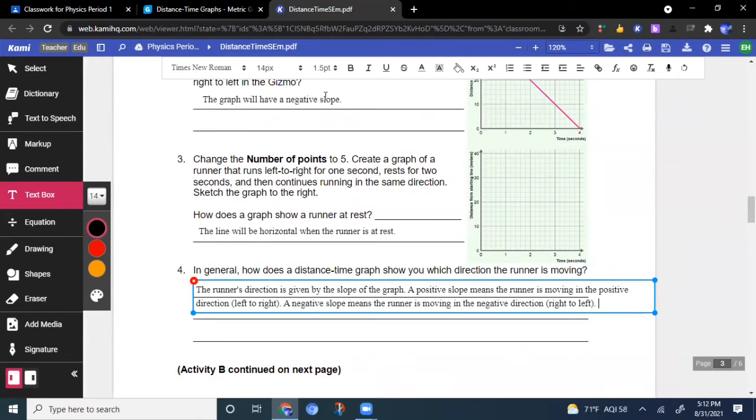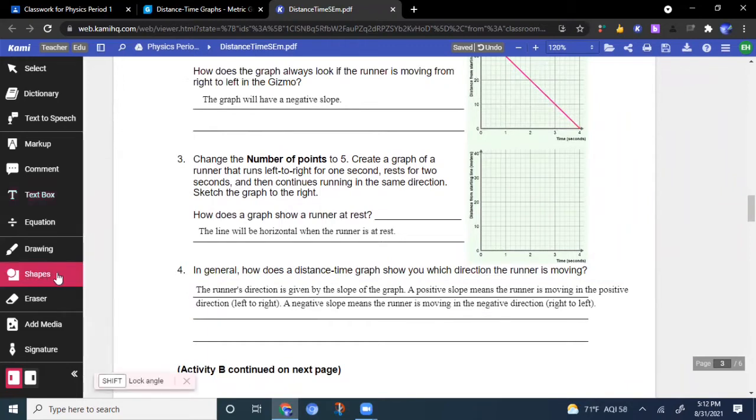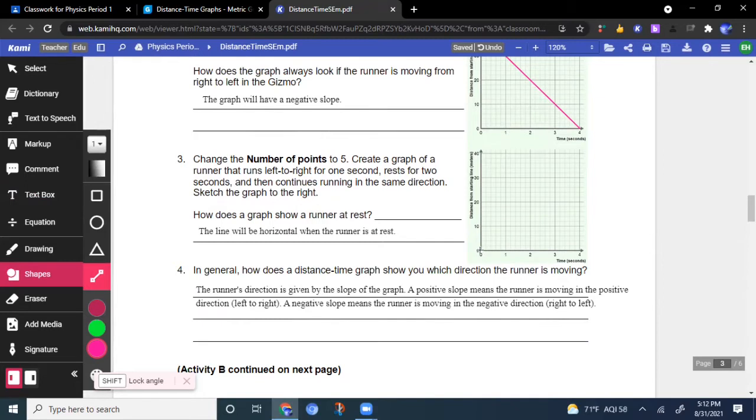Okay, going back to create that one example of a graph here. Go ahead and draw the line. So I drew a graph that kind of looked like this. We went forward for 1 second. We stopped for 2 seconds. And then we went forward for another second.